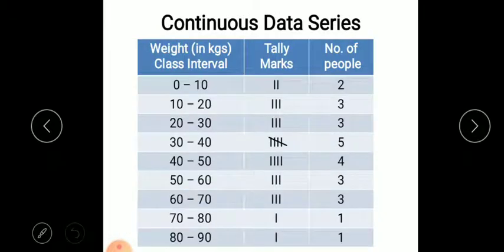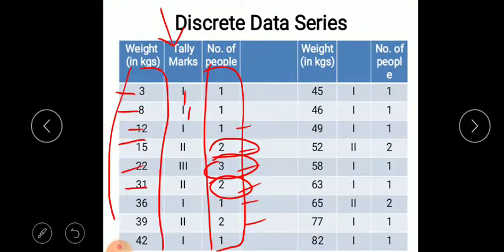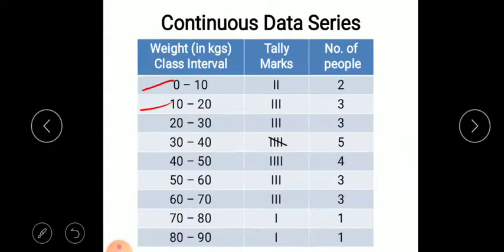The third is the continuous data series. You can see that there is no gap between 0 and 10 and 10 and 20. There is no gap, whereas in the previous one you could see that there is a gap. There is nothing between 3 and 8, nothing between 8 and 12, nothing between 36 and 39, and so on. So it lacks continuity. That is why it is known as discrete data. On the other hand, here you can see that it is continuous. There is no gap: 10 to 20, 20 to 30, 30 to 40, 40 to 50 and so on.